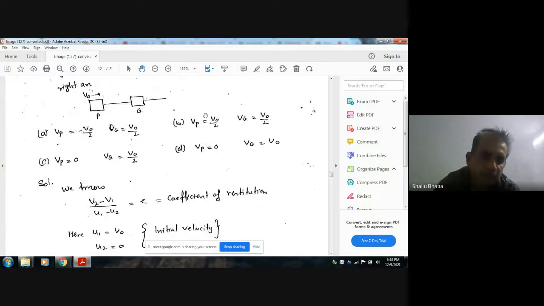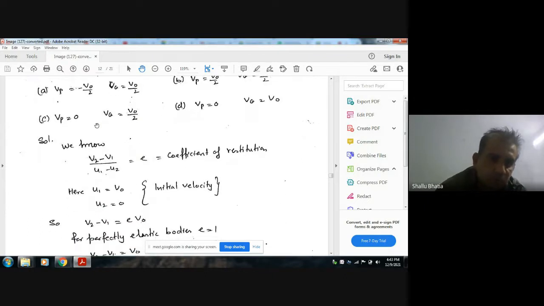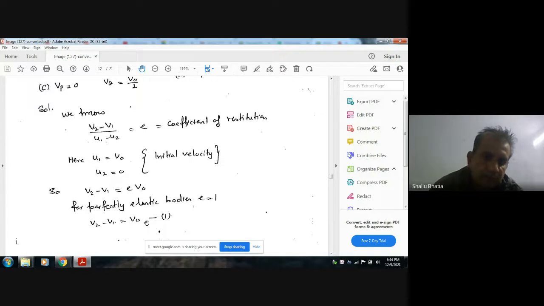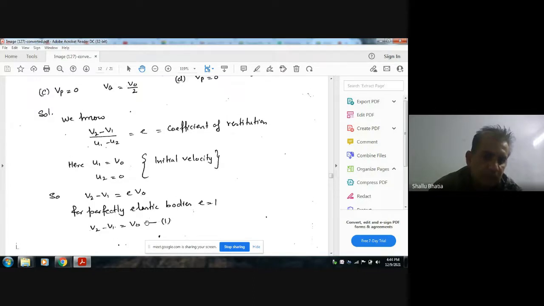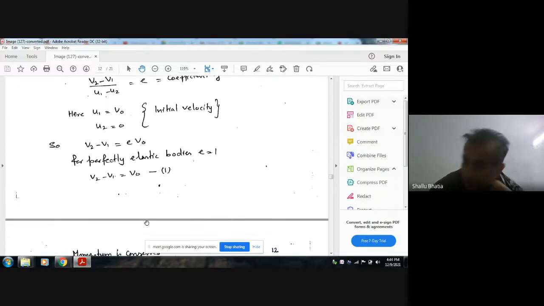Now we know that the coefficient of restitution is the difference in final velocity divided by the difference in initial velocity. So here u1 is the initial velocity of P, that is V naught, and u2 is 0 because Q is at rest. Putting the values here, we can find that V2 minus V1 is V naught. As the collision is elastic, e is 1.